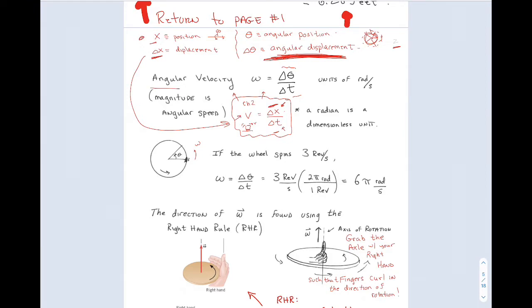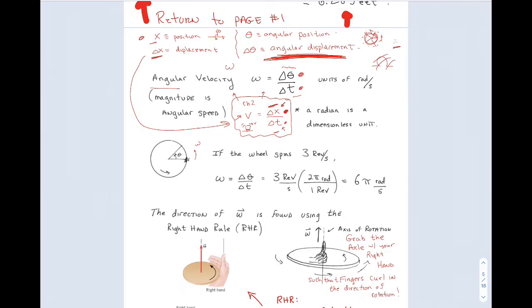So the v in chapter 2, that was velocity. This is making the connection between displacement over time from chapter 2, and now it's angular displacement divided by the time. So for that angular velocity, we use this letter omega. That's a small omega. That's a capital omega. So this is a small omega. Your angular velocity is the time rate of change of your angular position. It's your angular displacement divided by the time.